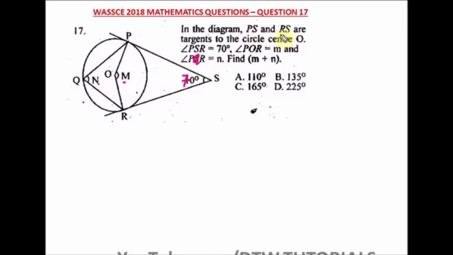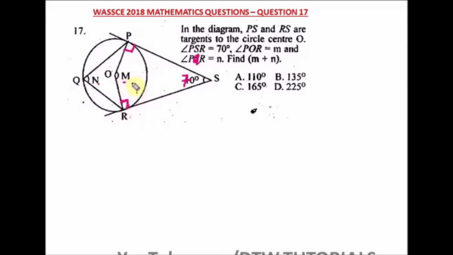Okay, we've been told that PS and RS are tangent. So this is a tangent to the circle. Okay, and remember that a tangent to the circle, the line that goes to the center of the circle, what is that angle? 90 degrees. So this is a 90-degree angle, and here also, which is a tangent, is a 90-degree angle. Okay, so we know that this is 90 and we know that this is 90.